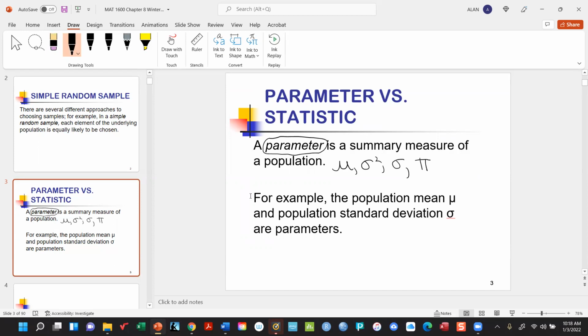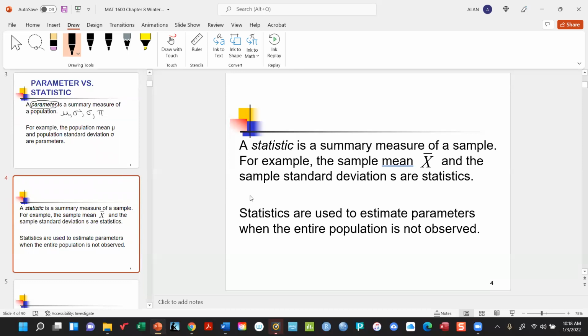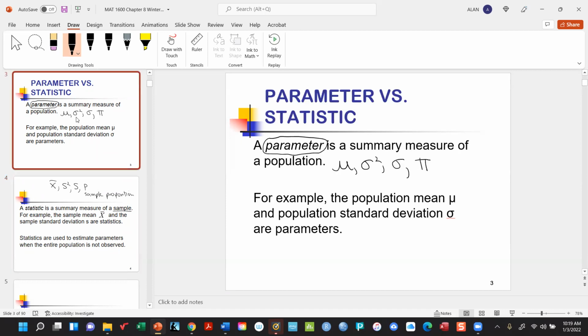a sample. In other words, a statistic is a summary measure of a sample. That would include things like X bar, S squared, S, and p, which is the sample proportion. Just in case you've forgotten, pi is what we've been using as the population proportion.